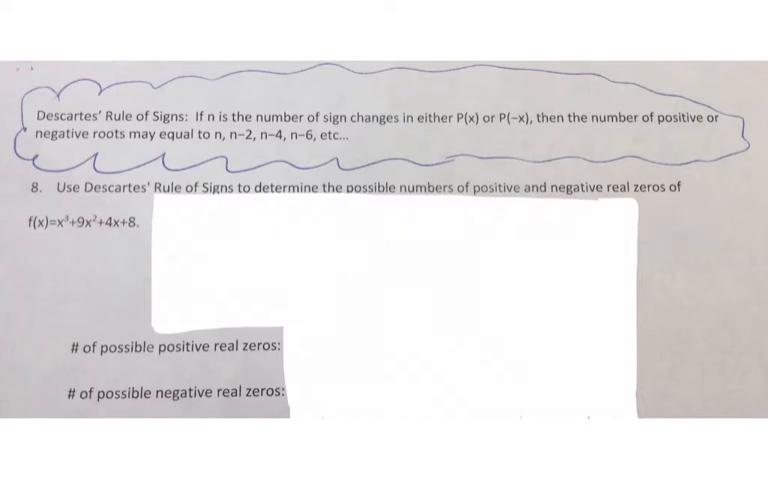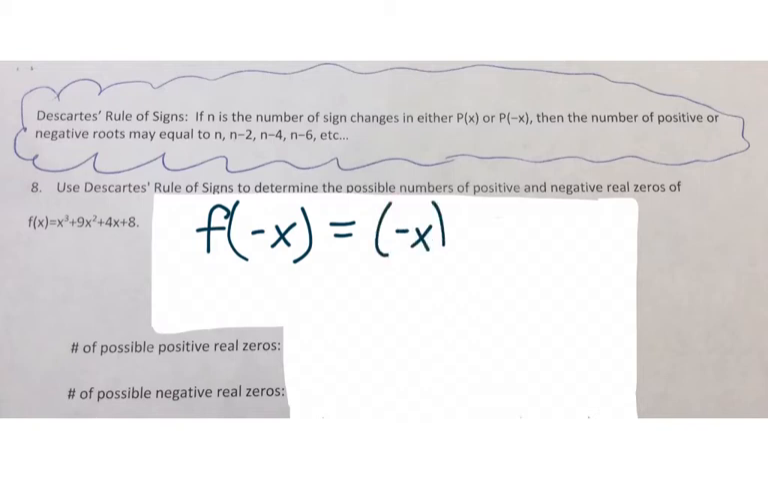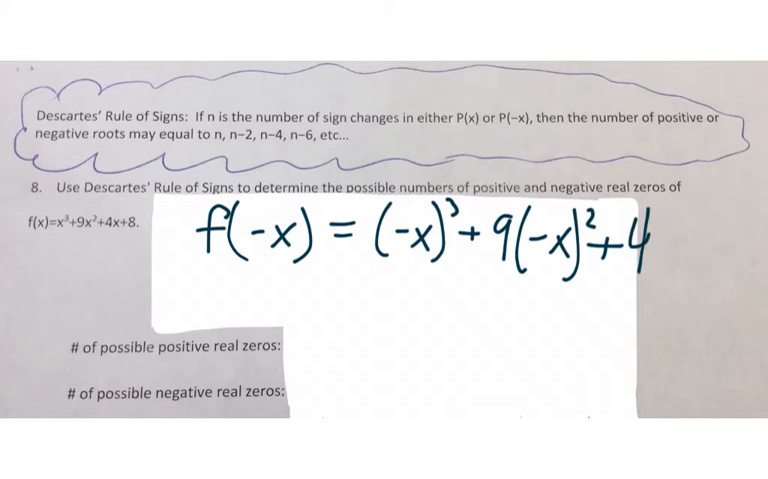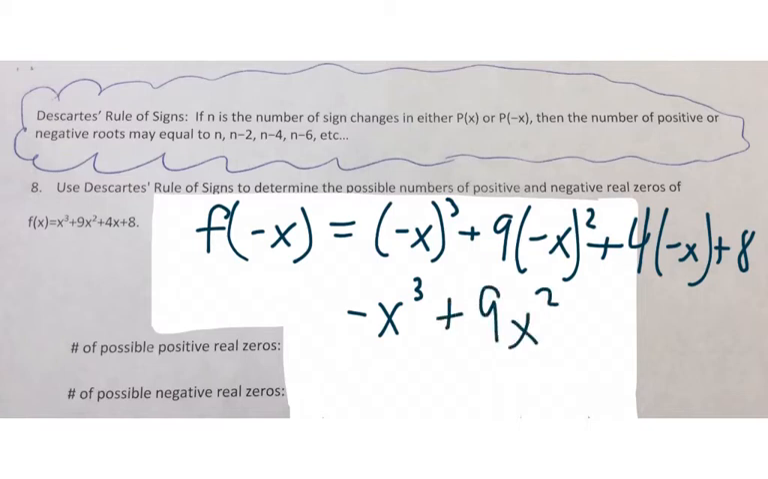Okay, so then I'm going to check f of negative x. So f of negative x is going to be negative x to the third plus 9 times negative x squared plus 4 times negative x plus 8. And remember, if there's an odd power, then this is just the same as negative x cubed. This one's an even powered one, so negative x times negative x is going to be positive x, so I get positive 9 times positive x, so that's going to be positive 9x squared, minus 4x plus 8.